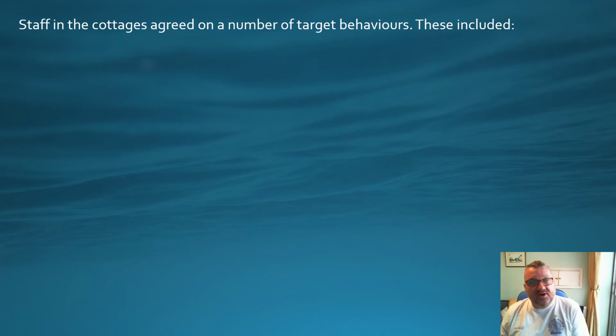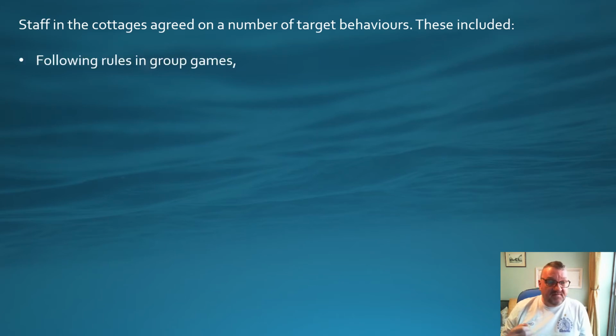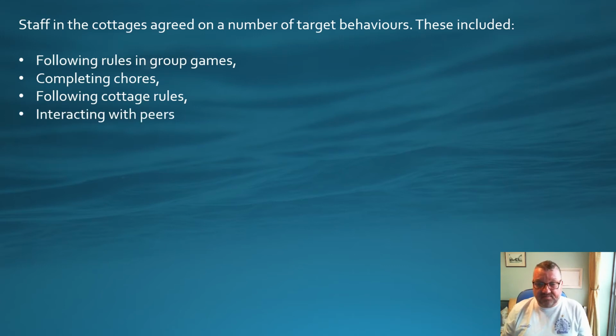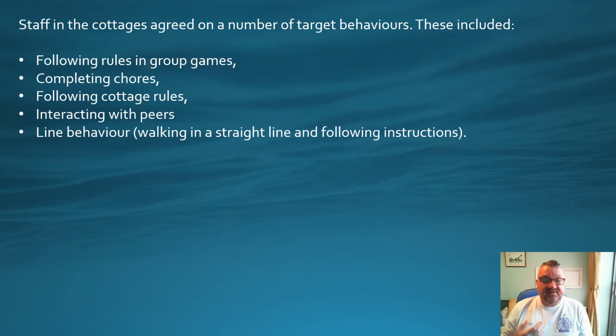The staff in the cottages agreed on a number of target behaviours. In other words, they were agreeing on what they wanted the boys to do, what they wanted them to be able to do at the end of this study. So the behaviours they identified were following rules in group games, completing any chores they were given, following the rules of the cottage, interacting appropriately with their peers, and line behaviour, walking in a straight line, following instructions as they were moving around the cottages and the school.